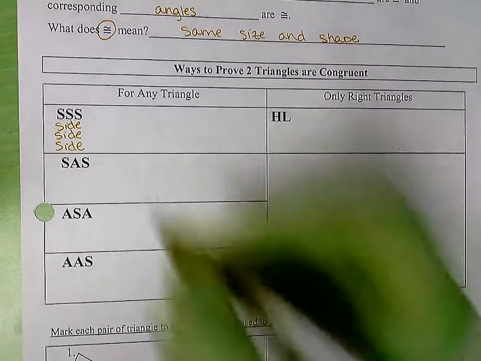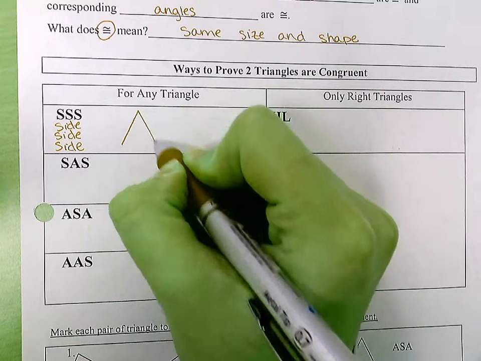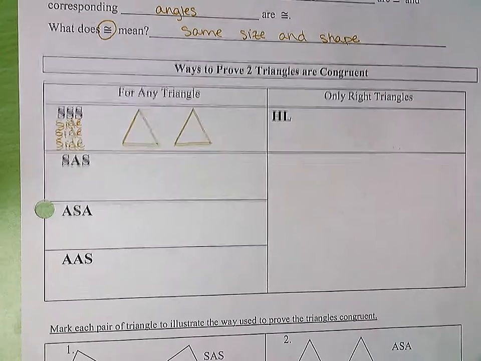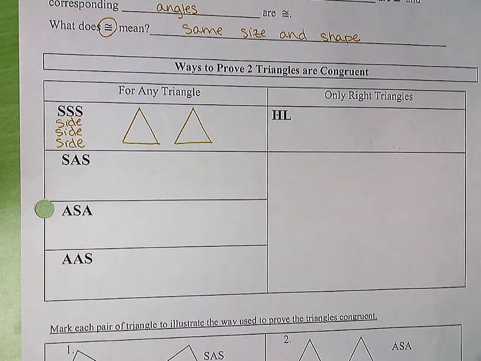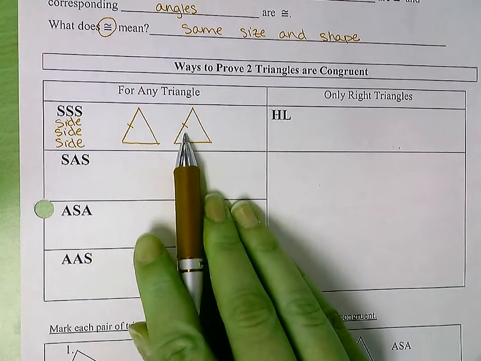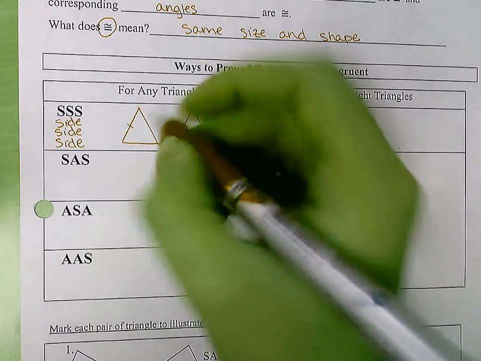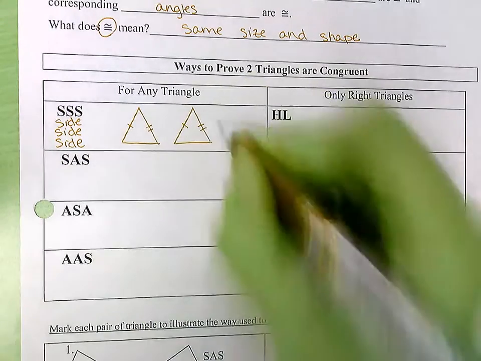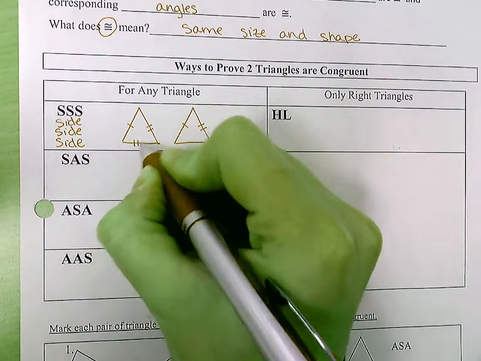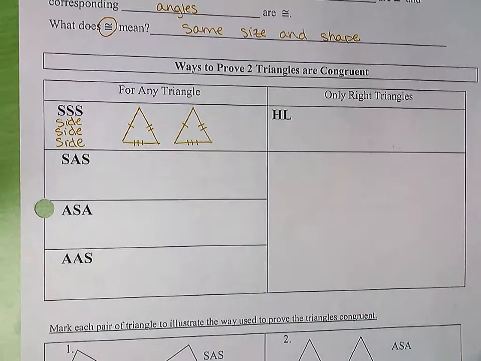Now what that means, if I have two triangles, I know those first two sides are congruent to each other. I know the other two sides are congruent to each other. And that third side is also congruent. So all of the corresponding sides are congruent to each other. We can say those triangles are congruent by side, side, side.